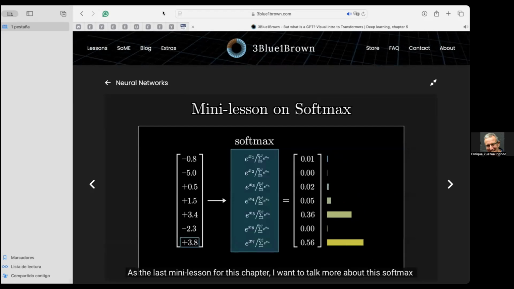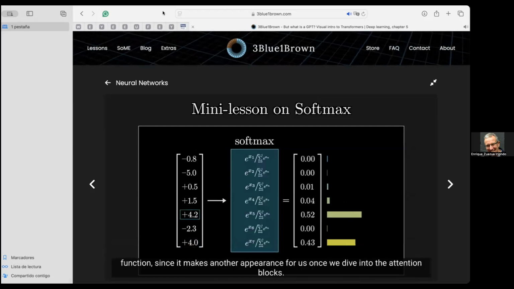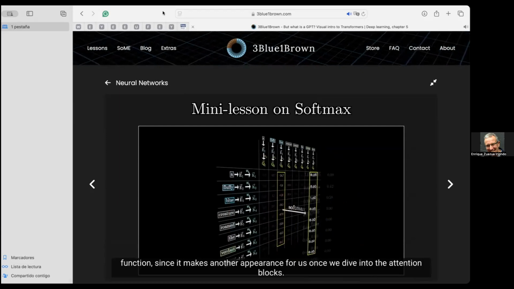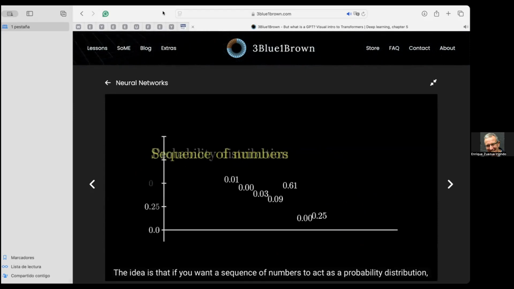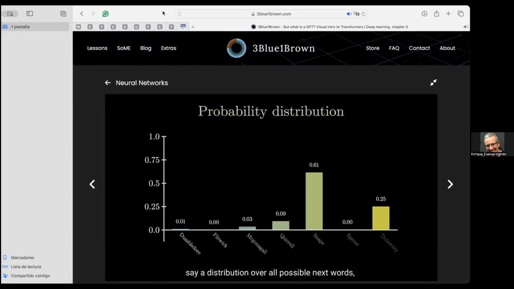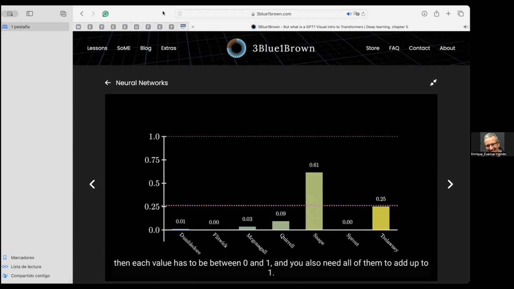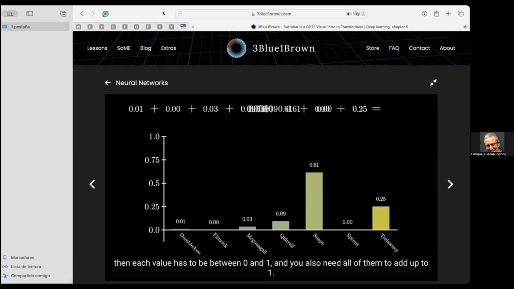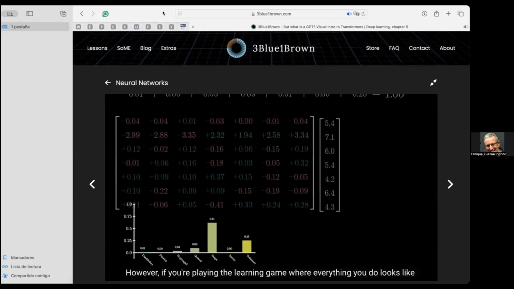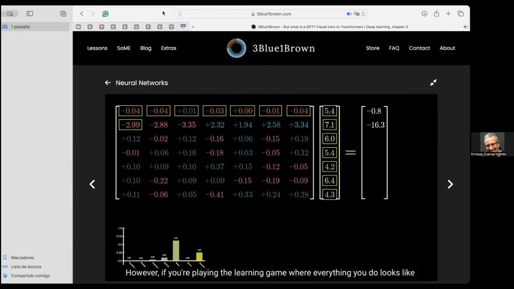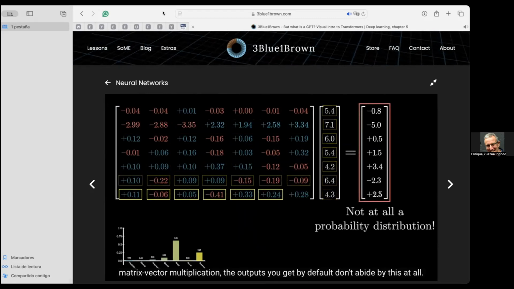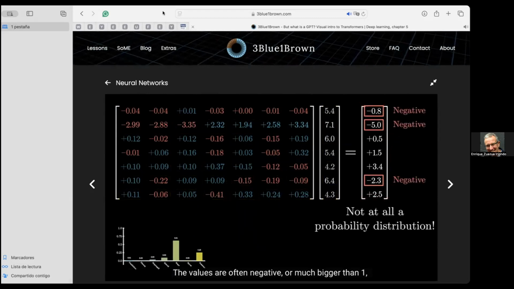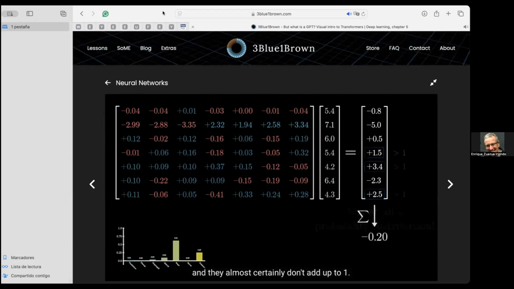As the very last mini lesson for this chapter, I want to talk more about the softmax function, since it makes another appearance for us once we dive into the attention blocks. The idea is that if you want a sequence of numbers to act as a probability distribution, say a distribution over all possible next words, then each value has to be between 0 and 1, and you also need all of them to add up to 1. However, if you're playing the deep learning game, where everything you do looks like matrix vector multiplication, the outputs that you get by default don't abide by this at all. The values are often negative or much bigger than 1, and they almost certainly don't add up to 1.